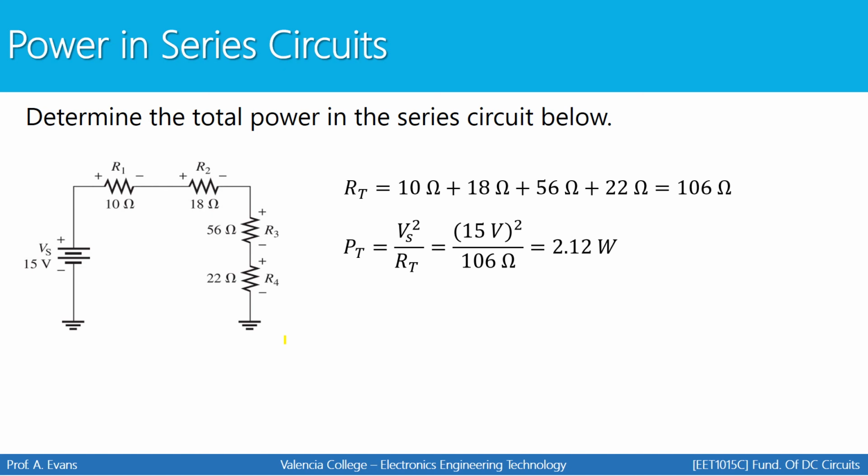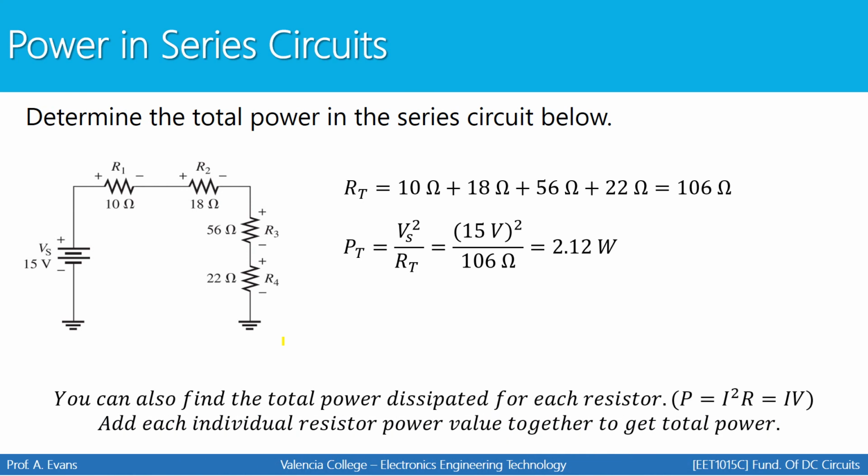Yes, you can use Ohm's law to find the current through the circuit and then use one of the other formulas. That's fine too. You'll get the same answer. So here's our total power in the circuit. Another way to find total power is to find the power for each resistor, and then you can add each individual power together, and it will still add up to the total. So you have a choice on which method you want to use when finding total power in a circuit.